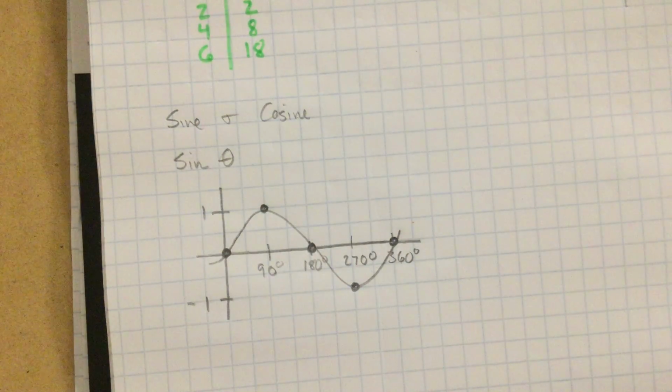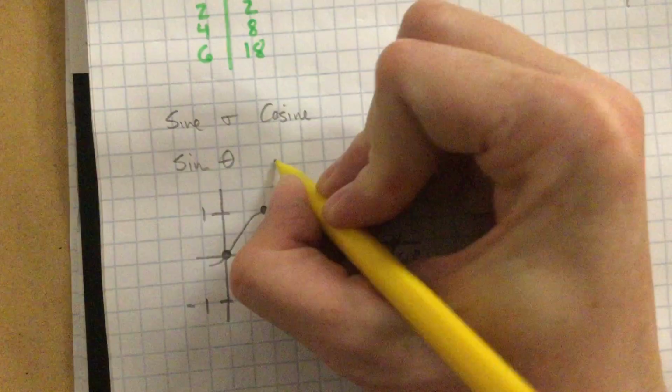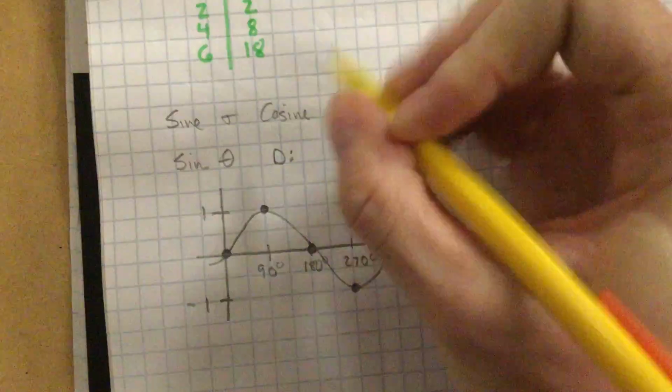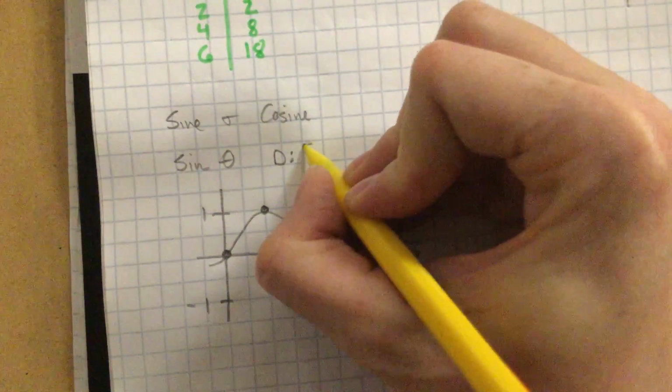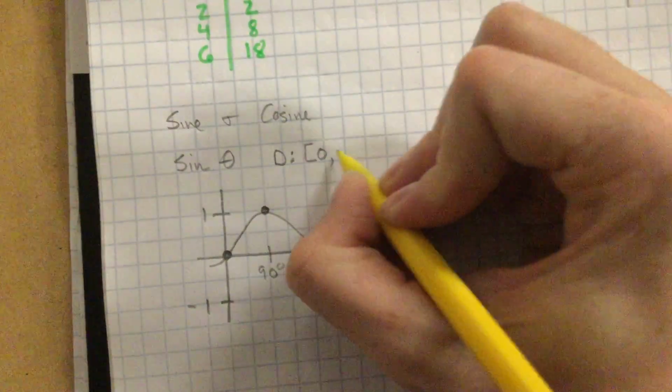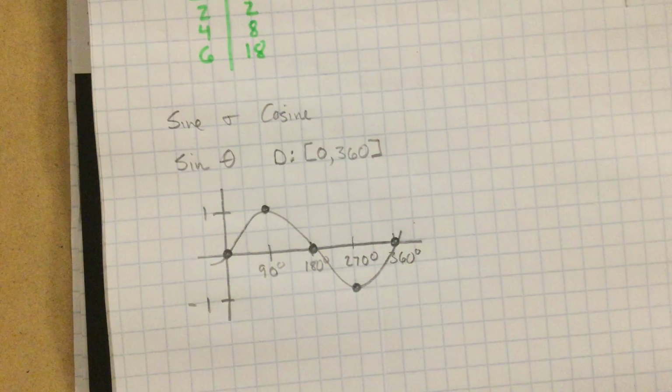So for what we're doing right now, the start of that sine graph, or the domain of that sine graph, is 0 to 360. Why did I use brackets? Because you only use parentheses if it's infinity. We use parentheses if it's infinity or if I have open points.